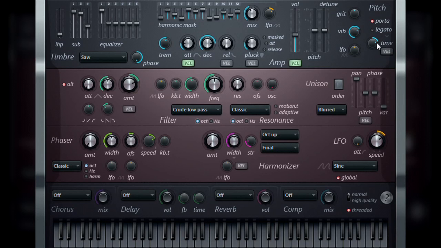The time parameter controls the time the note will slide from one pitch to another when playing the instrument in legato mode. This can also be controlled with the note's velocity by activating the velocity switch.